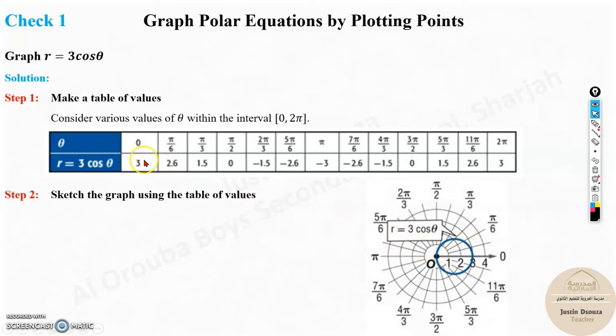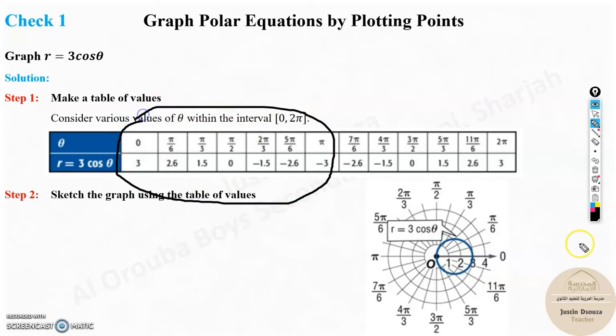When you're sketching over here, at 0 the value is 3, so where is 0 and 3? This is the first point. Then at pi by 6 the value is 2.6, so pi by 6, 2.6. And you will get all these points. Even over here, if you keep graphing, it'll be repetitive. See, over here you can see pi. Where is pi? In this line. But it's minus 3. That means you don't go at the front, you get the opposite side.